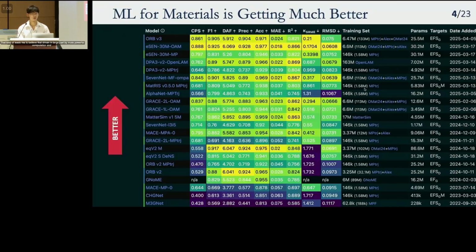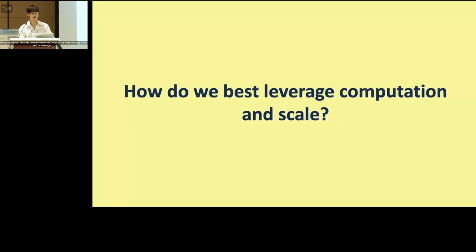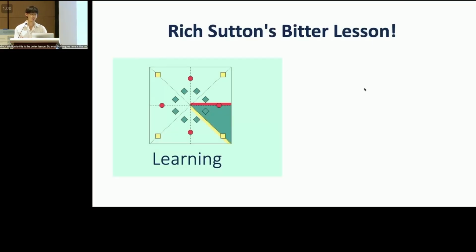That leads me to believe that, driven in large part by more powerful computation and larger-scale datasets, the Cambrian explosion of materials science is coming. And specifically, in a world with more data, more compute, and better verification signals, the question becomes: how do we best leverage computation and scale? Our solution to this is the bitter lesson.